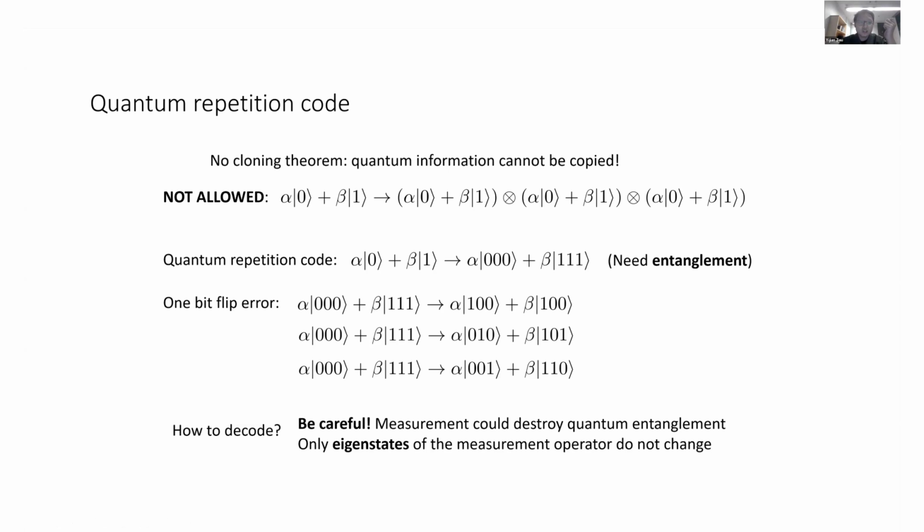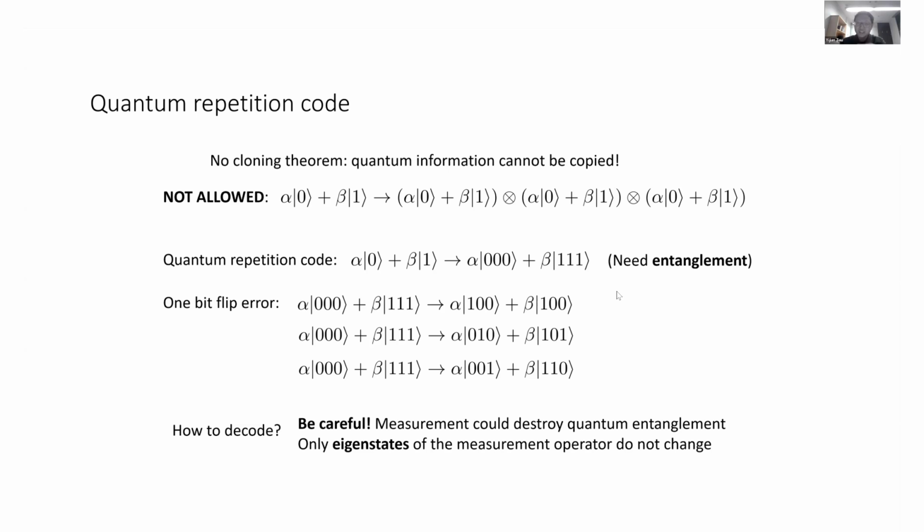Okay, so instead, for the quantum repetition code, what we can do is embed 0 into 0, 0, 0 and 1 into 1, 1, 1. We don't clone a general state, but we just clone a particular 0 state or 1 state. That is possible by a unitary operation. So you can see that alpha 0 plus beta 1 is encoded into alpha 0, 0, 0 plus beta 1, 1, 1.